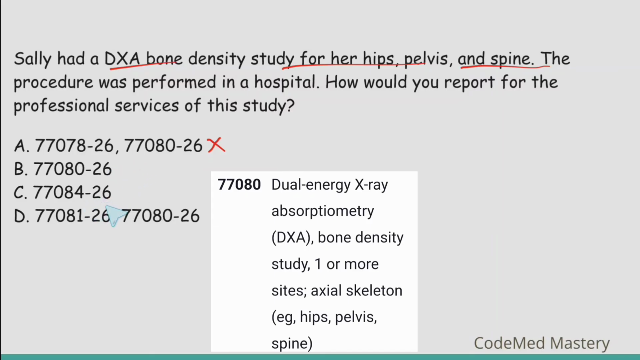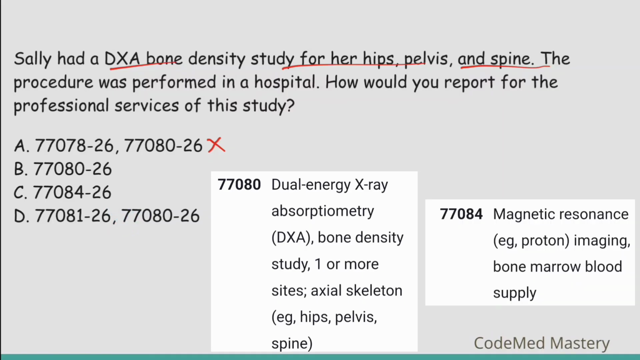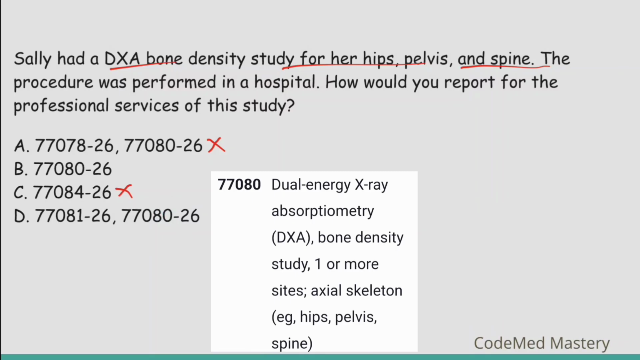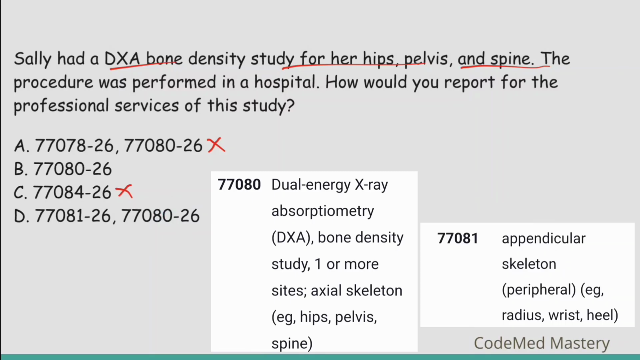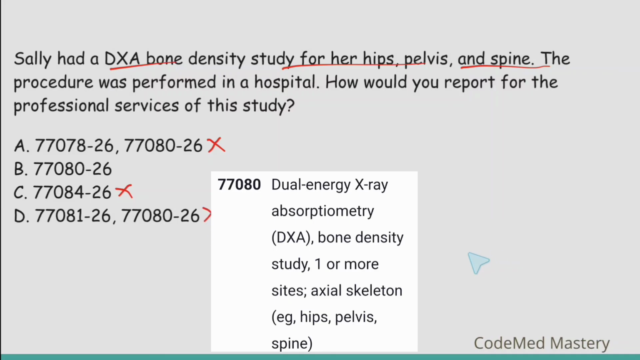Now let us also check option C, 77084. 77084 is for magnetic resonance proton imaging bone marrow blood supply. That is wrong. We'll eliminate option C. Coming to option D, 77081, that is for dual energy X-ray absorptiometry, appendicular skeleton, radius, wrist and heel. But in the scenario, the anatomic location is hips, pelvis and spine. So we cannot code 77081. So eliminate option D directly. We are left with option B, which is the right answer.